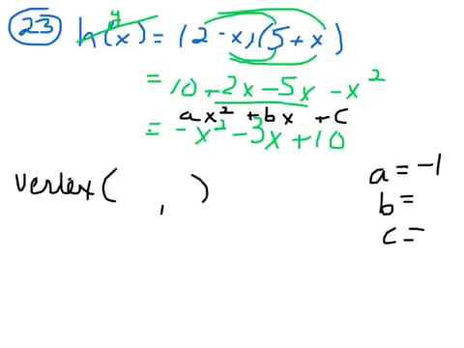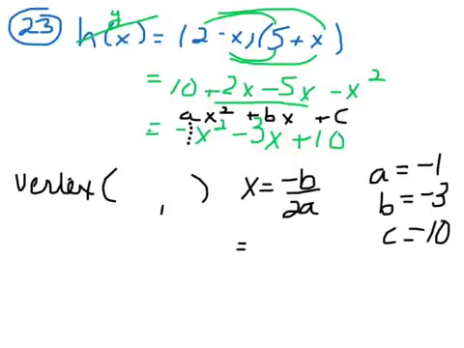A is -1. There's an invisible 1 there. The coefficient of the x is the b term. It's -3. And then c is +10. And again, we don't really need the c, because to find the vertex, that little equation is x. The x-coordinate of the vertex is x equals -b over 2a. It's that little first part of your quadratic formula.